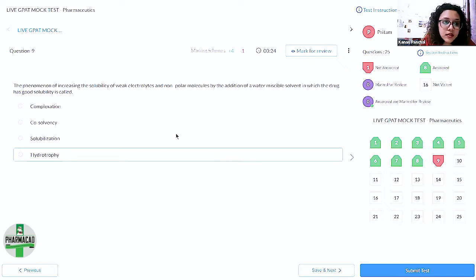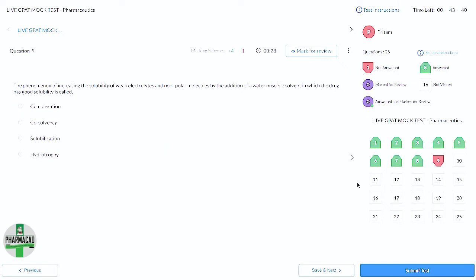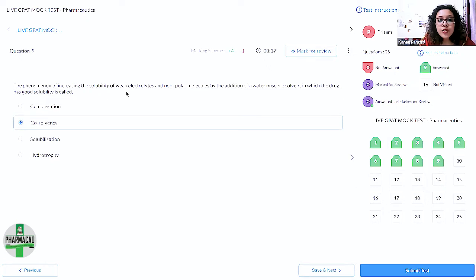Next. I think this is quite easy. Co-solvency. Why are you all answering out of turn? Anyways. Increasing solubility of weak electrolytes and non-polar molecules by addition of a water-miscible solvent in which the drug has good solubility will be co-solvency, definitely.